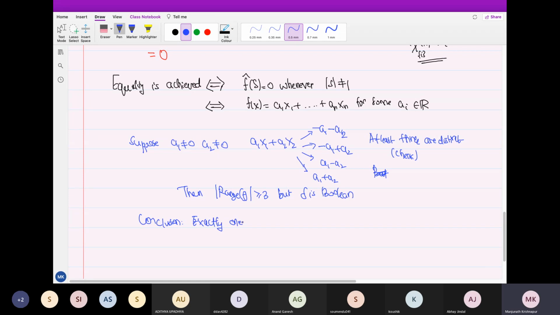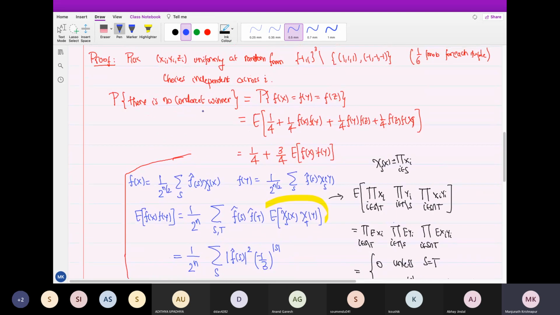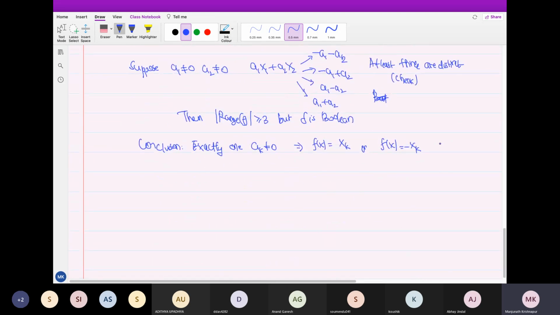Exactly 1 a_k is not equal to 0. Okay, so then it's Boolean. So it's a_k x_k, that's all, but it is Boolean, implies f(x) has to be x_k or f(x) has to be minus x_k. These are the only 2 Boolean functions of the form a_k x_k. So that's the conclusion. So if the probability is 0 for no Condorcet winner, then f is either the dictator function or the anti-dictator function. So that completes the proof.